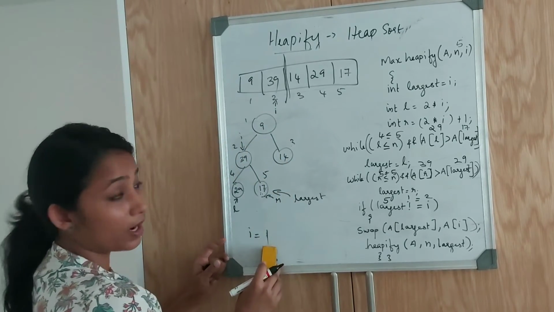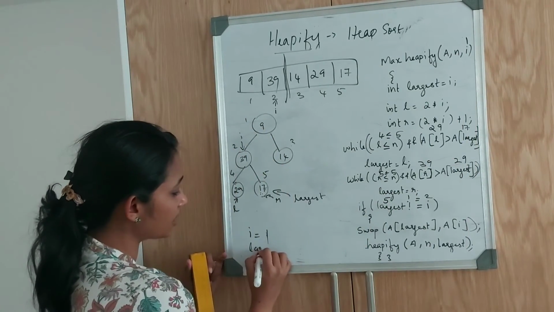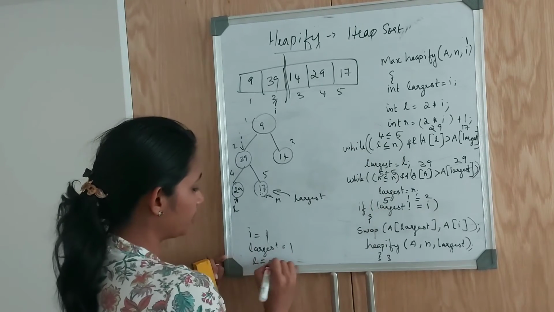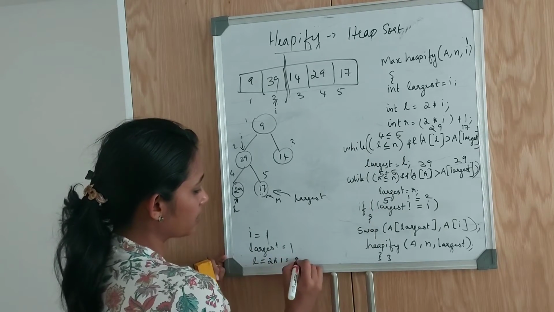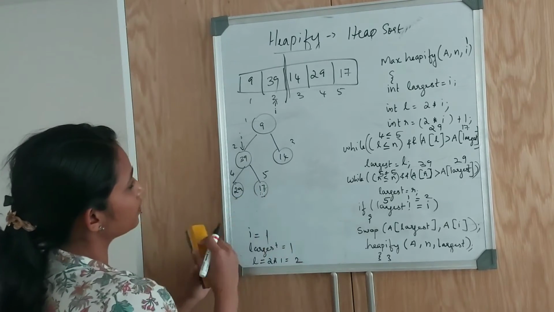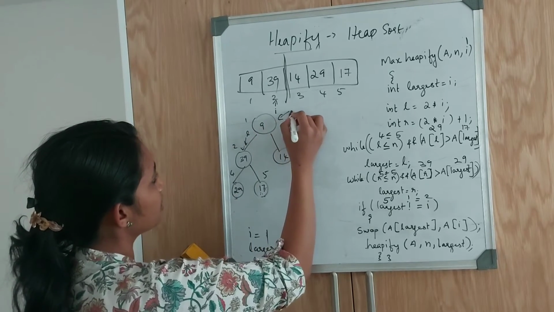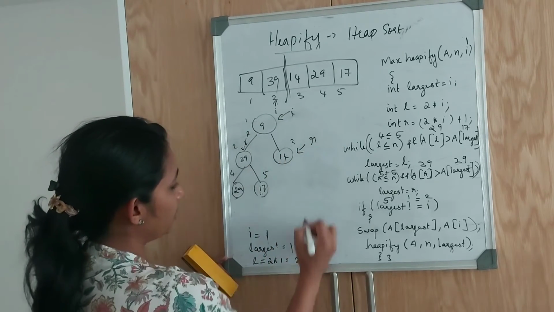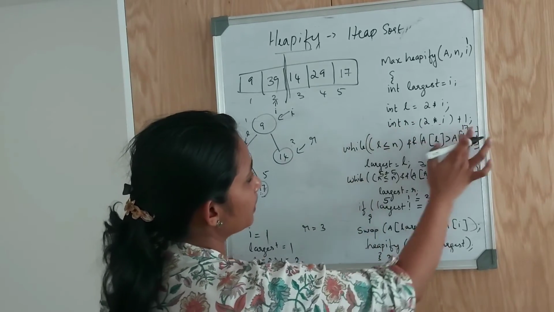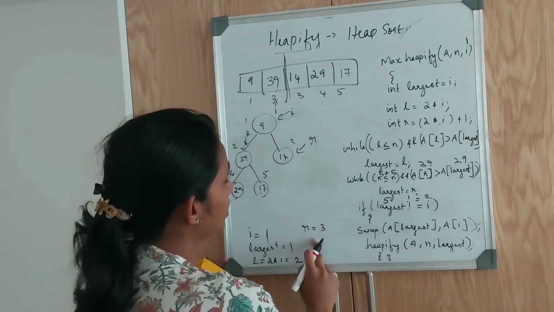Now I is equal to 1, right? So I is going to be 1. Imagine that largest is 1. Okay, then L is what? 2 into 1, that is equal to 2. So L is pointing here, and this and all will reset. I is where? I is this. And R is also going to be 3. R is 3, right? 2 into 1 plus 1 is 3.